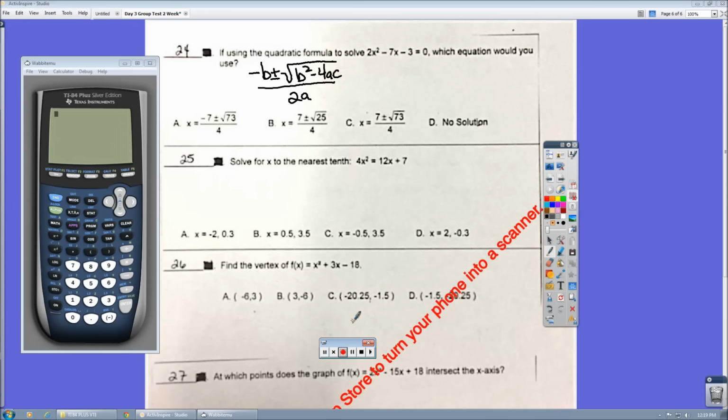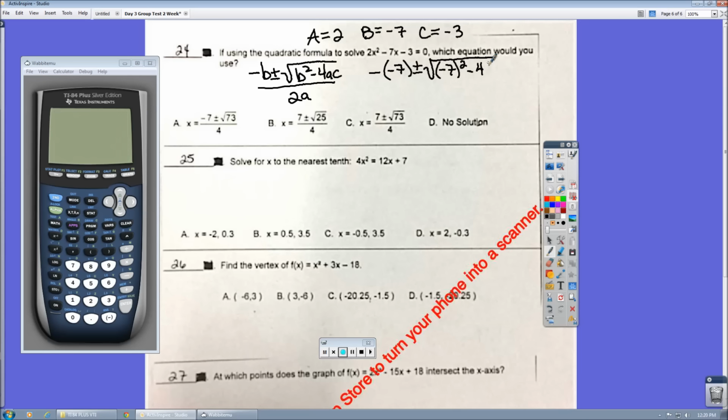If using the quadratic formula, negative b plus or minus square root of b squared minus 4ac divided by 2a, start extracting your coefficients. A is 2, b is negative 7, c is negative 3. Now that is the negative value of b. So the negative value of negative 7. So we're going to use parentheses anytime we substitute a number for the letters a, b, and c. And so you'll see we're using the parentheses.